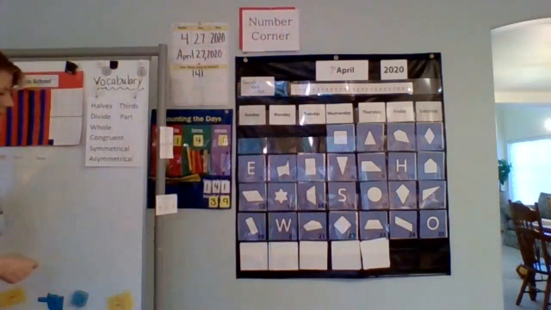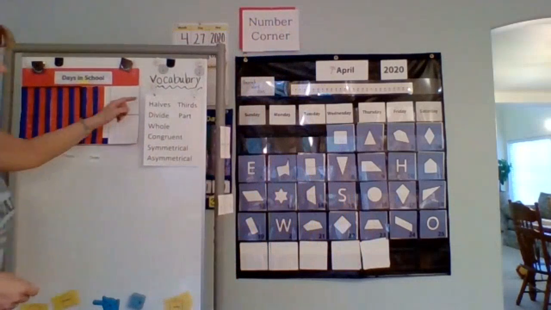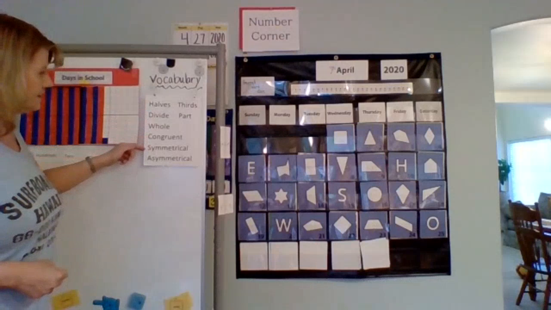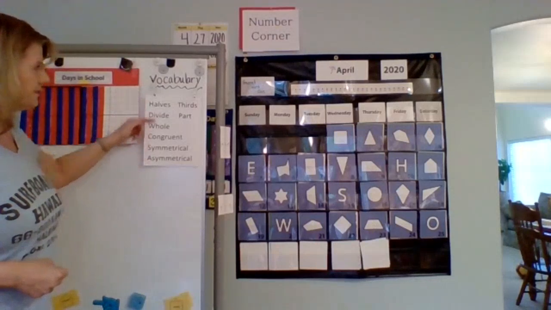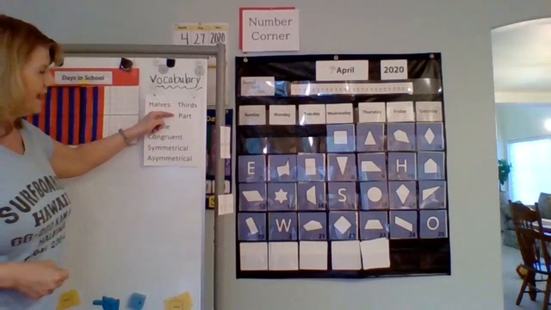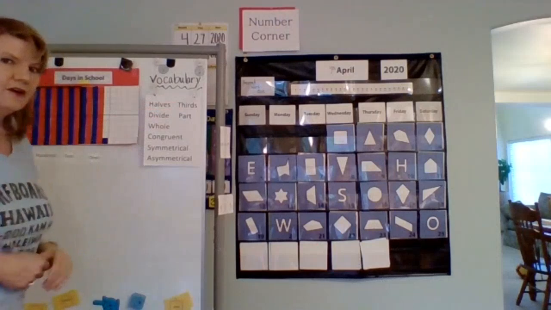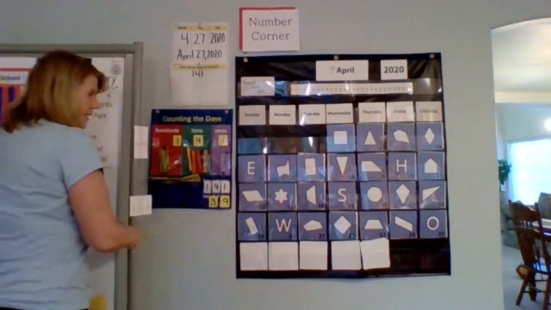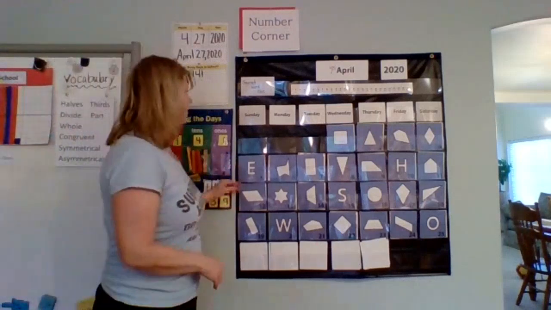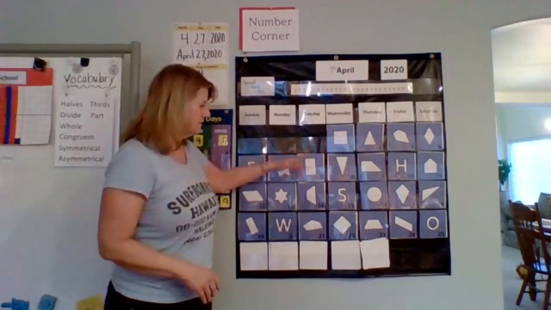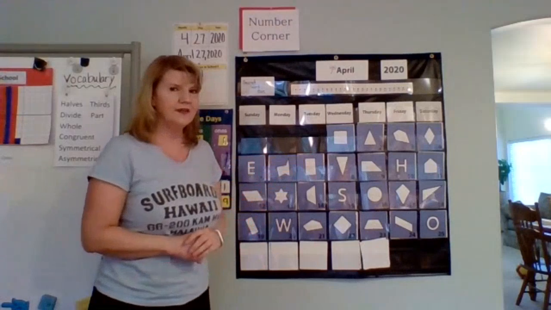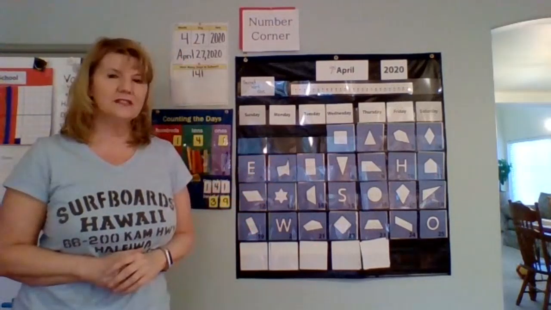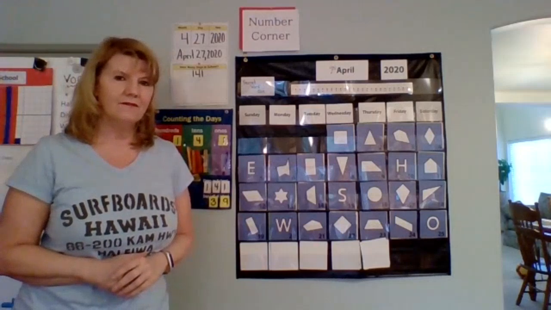Well, we have our vocabulary that we will be using. Halves, divide, whole, congruent, symmetric, asymmetrical, thirds, and part. Those are our vocabulary words for today. Take a look at our calendar and see if you have any observations. Turn to your partner and tell them any observations that you might have.